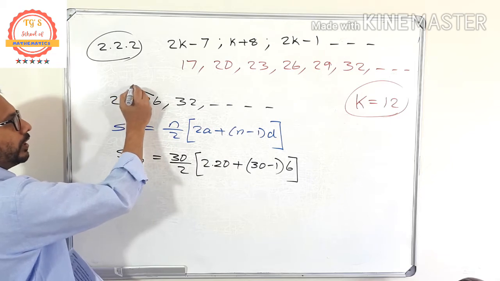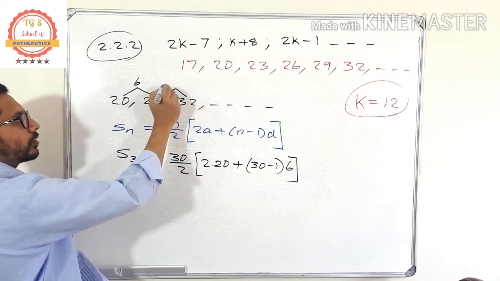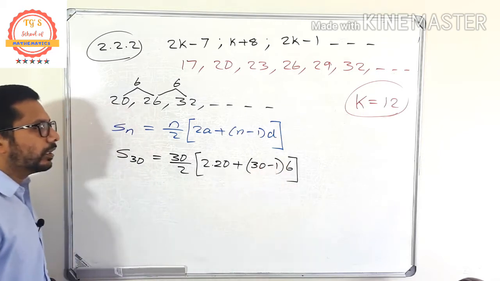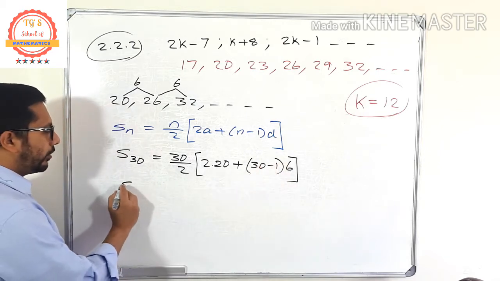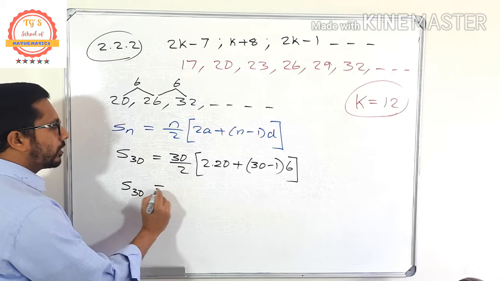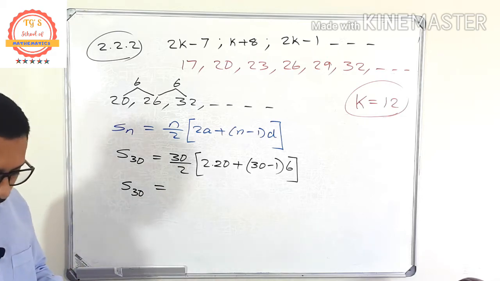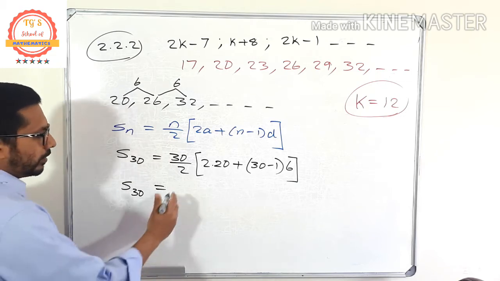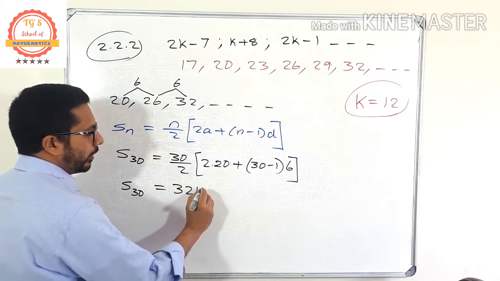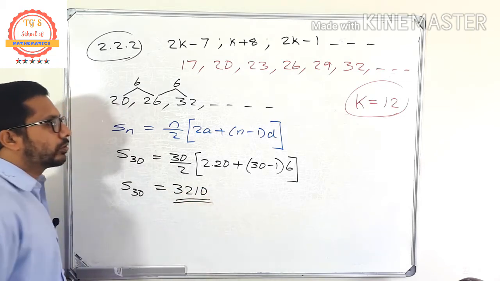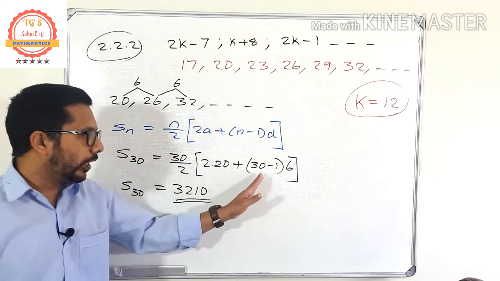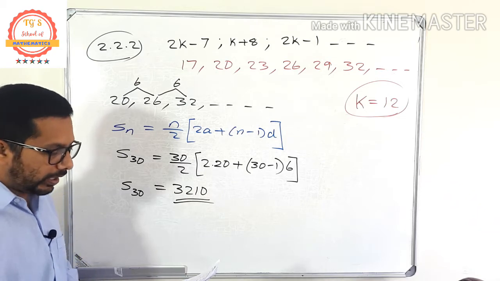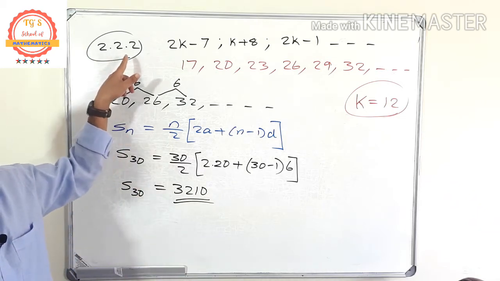26 minus 20, that is 6. 32 minus 26, that is 6. That means the common difference is 6. Now take your calculator and try to find the answer. S30 is equal to, so you can use your calculator, and the answer is 3210. If you use your calculator to find the answer of this one, you will get 3210, and that is question number 2.2.